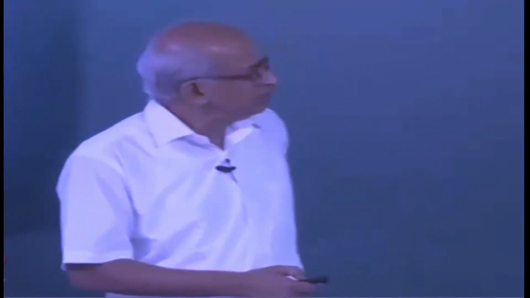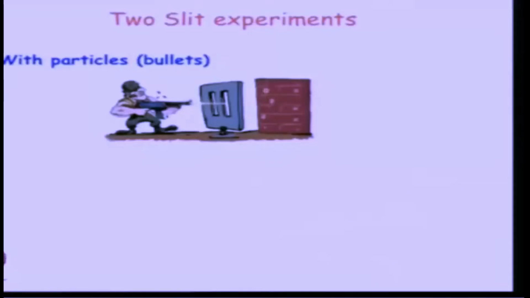Let us imagine that we are going to do this experiment with particles, like bullets. If you want to do a two-slit experiment with bullets, then obviously you have to have a source of particles, which in this case would be a gun. So imagine that you have a person who is having a gun, and there are two slits. Here are the two slits, and this person who is carrying the gun is going to shoot out bullets. Just to make things interesting, you can imagine that he's drunk, so he is going to shoot out bullets in random directions.